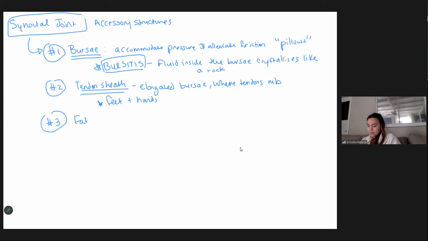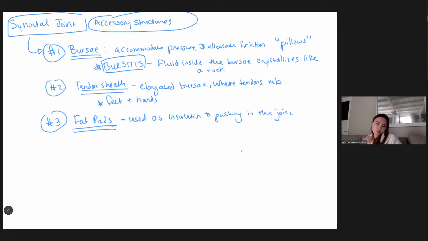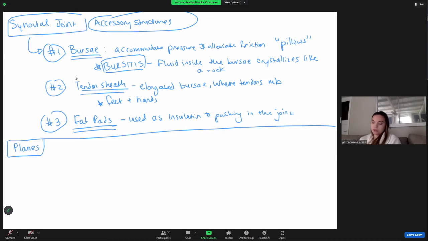Finally, the last accessory are the fat pads, and these are used as insulation and packing in the joint. So those were the accessory structures of the synovial joint, just 3. And then we also have our different planes and types of movements, and I'll give you guys that, and then we'll talk about a quick mnemonic that you can use for those, and then the locations that are the most tested on the exam for them.